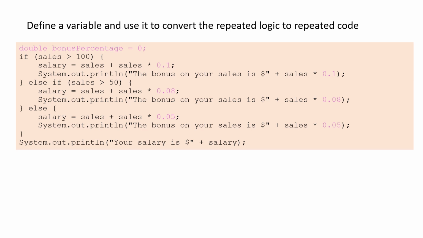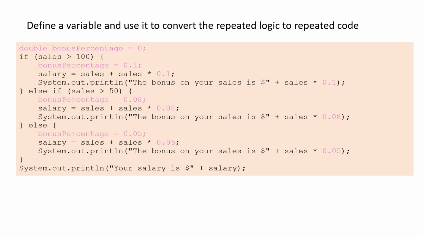I defined a double variable bonus percentage. It's initially 0, but inside the branches, I will assign the values to it. So as you can see, for example, in the if branch, I assigned the value 0.1 to the bonus percentage. In the second branch, the value of 0.08 is assigned to the bonus percentage and so on. Now we can replace this variable wherever we have these hard-coded numbers. Like this, I just replaced the numbers with this variable that we defined. Great. Let's see what happened.